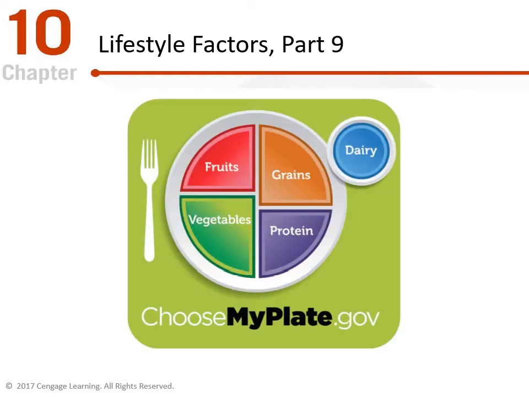So the USDA depicts a healthy diet by showing the relative portions of various types of food that should be eaten. It's called choosemyplate.gov, so you can go to it and look at it. And so you should see the proportions that you should eat.